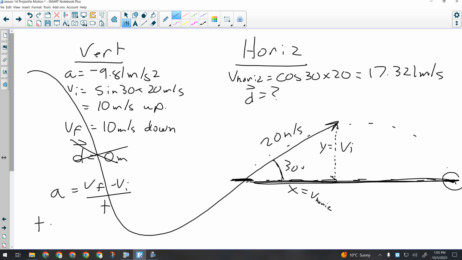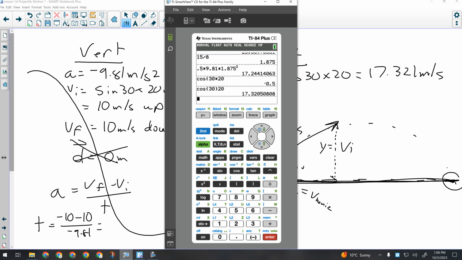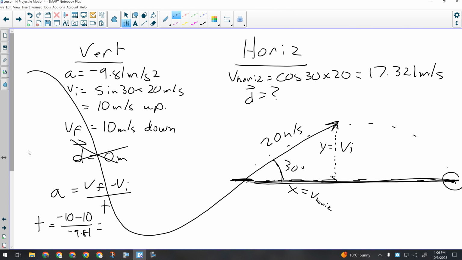So if I go T equals negative 10 minus 10 over negative 9.81, I should get the amount of time that it's in the air for. So, they're going to be flying through the air for just over 2 seconds. Can I take that number and put it over here? I can. It's still projectile motion. The time is shared by both dimensions.